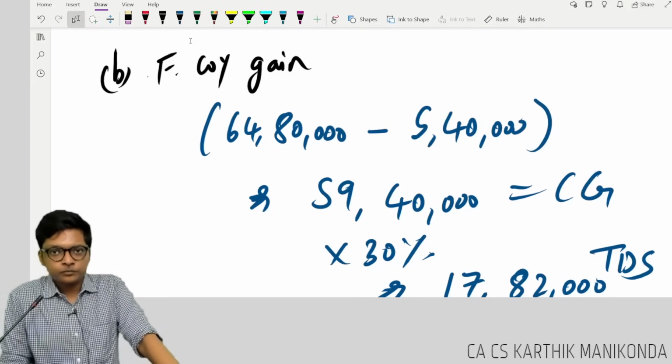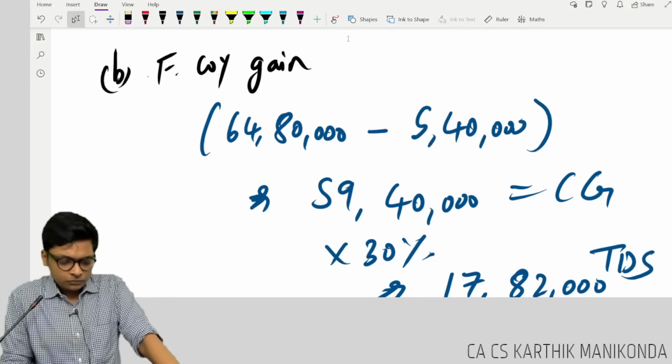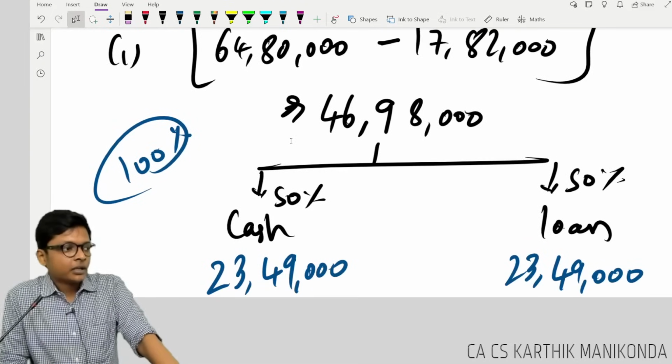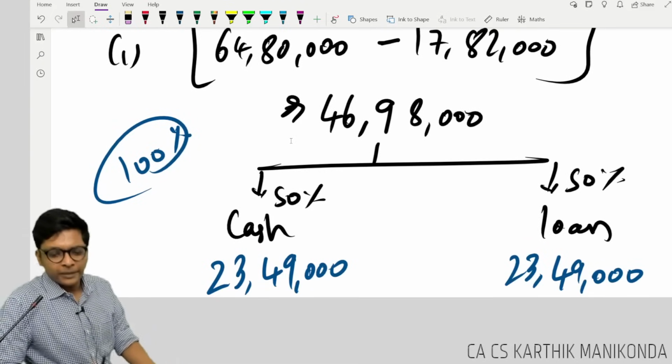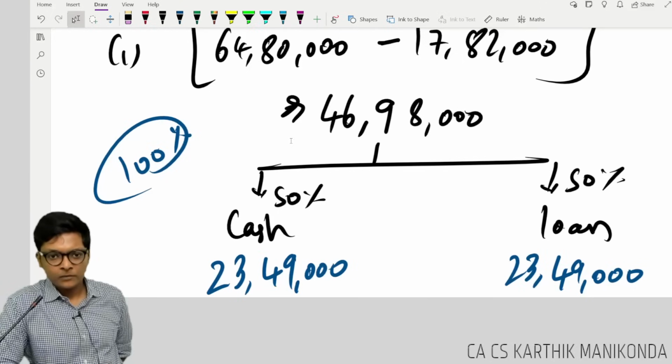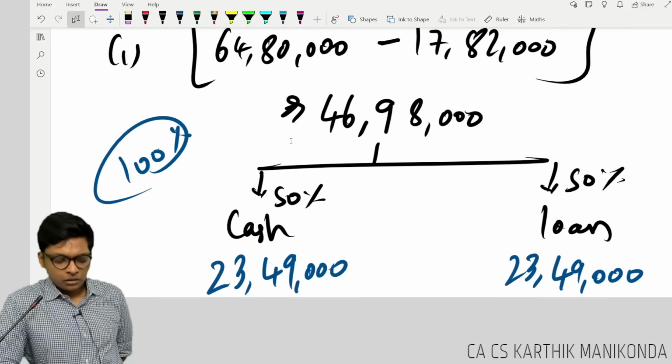Done, guys. And this is the last step, mode of payment. Somewhere you make a note, or at least if you know how it's come, that's it.